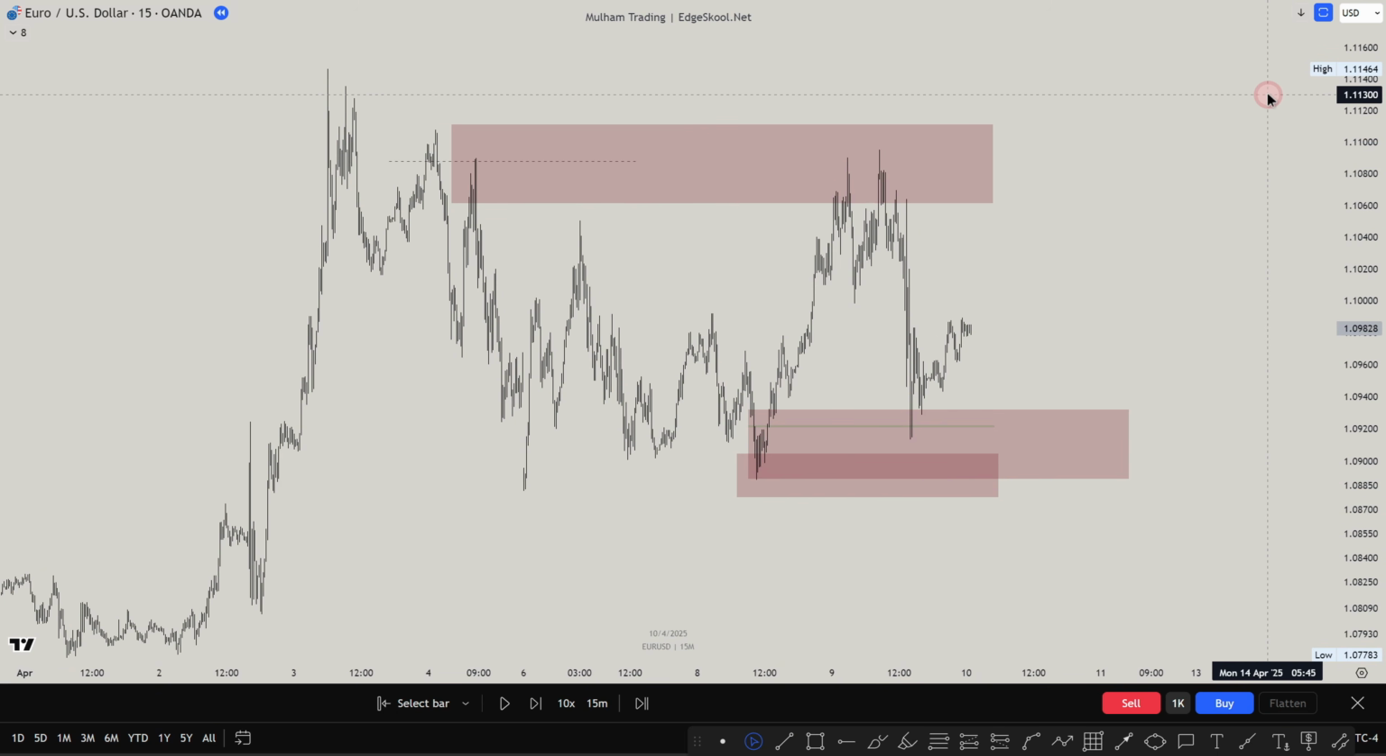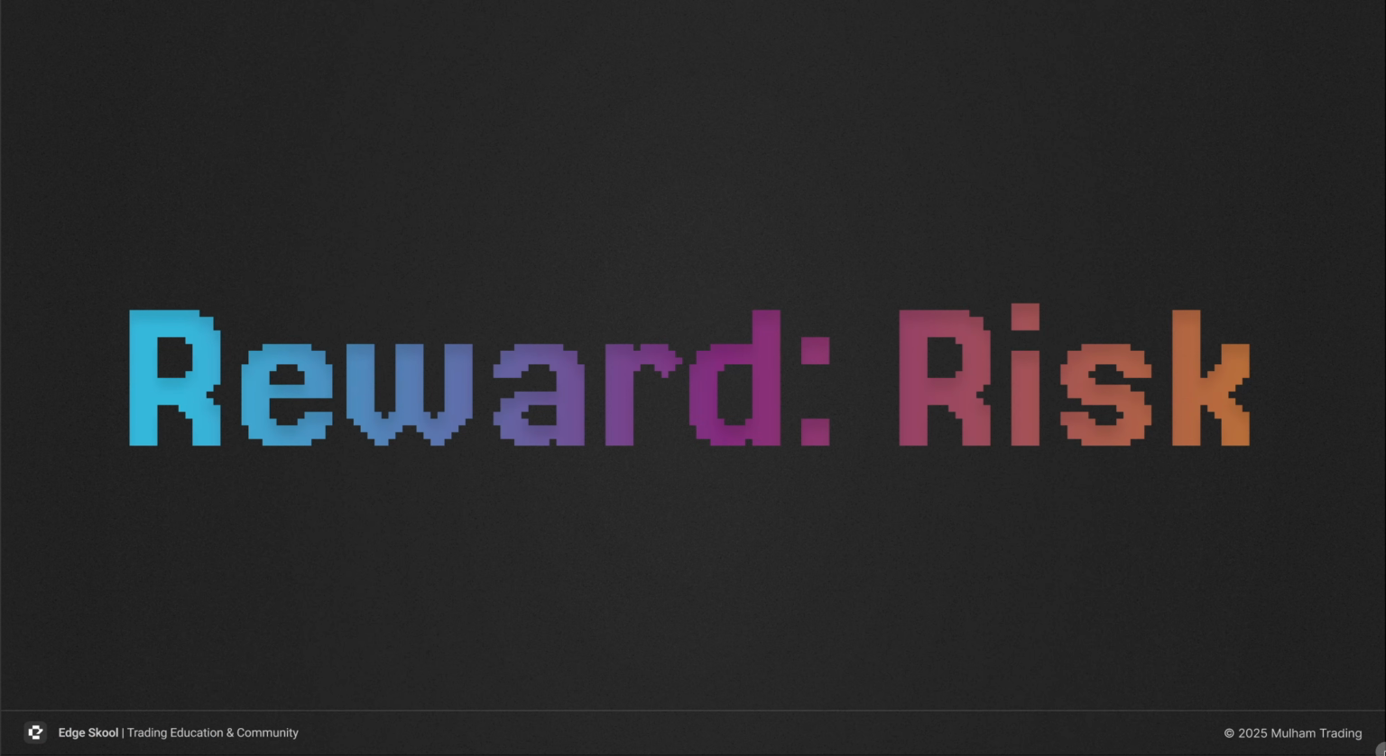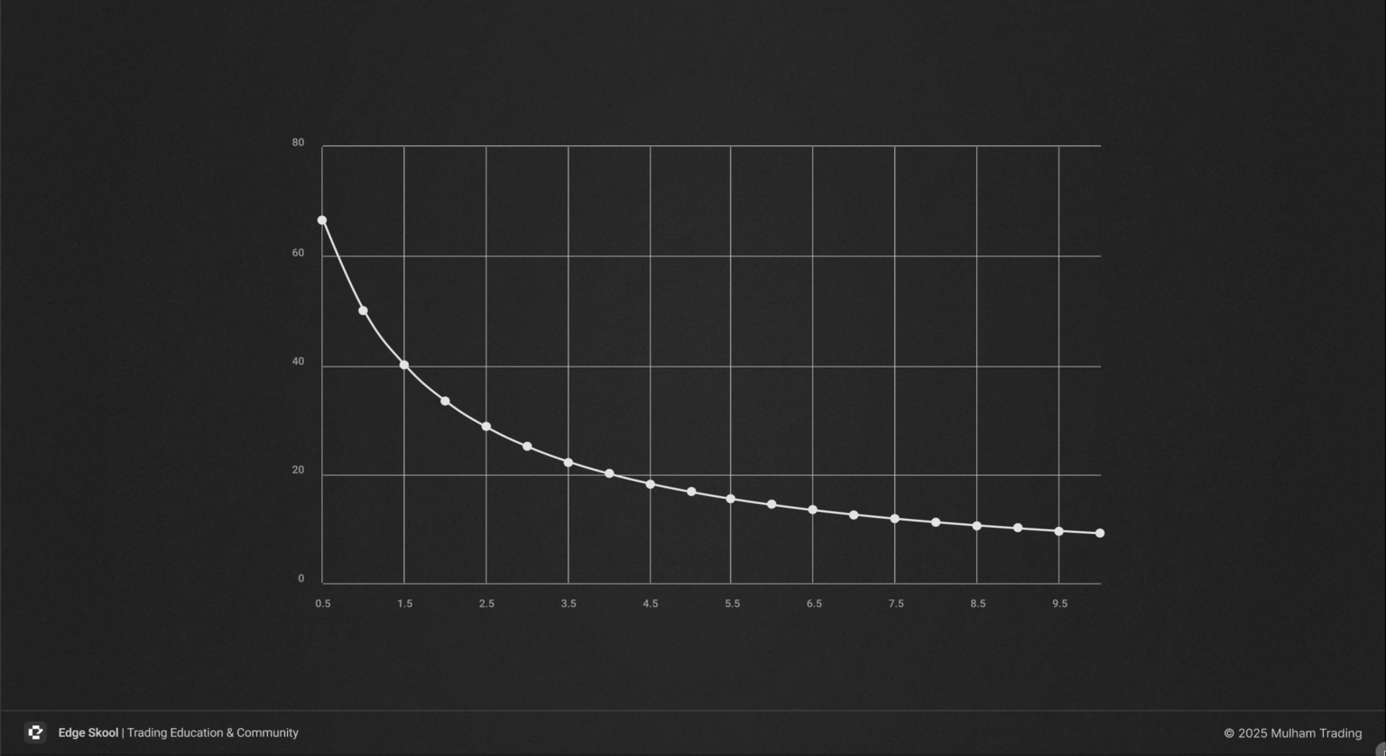Now, talking about the significance of reward to risk when it comes to the edge model. Even though I really try to always have a higher win rate, you need to understand the relationship between win rate and reward to risk. So here on the x-axis, what we have is the reward to risk, and here we have the required win rate to break even.